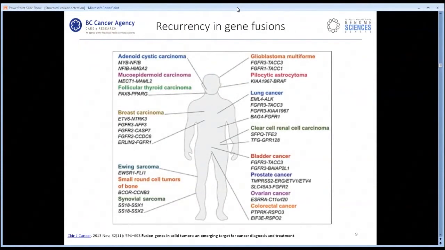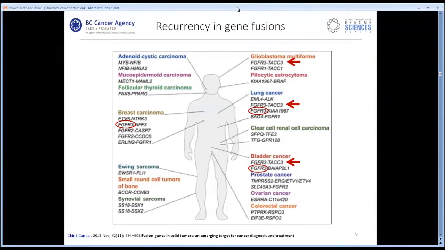So, what do we know about gene fusions from the data that we have currently? One of the things that we have observed with gene fusions is their recurrency, and specifically in different cancer types. So, the FGFR3-TACC3 gene fusion can be seen in glioblastoma, it's seen again in lung cancer, and also in bladder cancer. But not only do we see gene pairings that reoccur across different cancer types, we see the same gene with different partners in different cancer types as well.